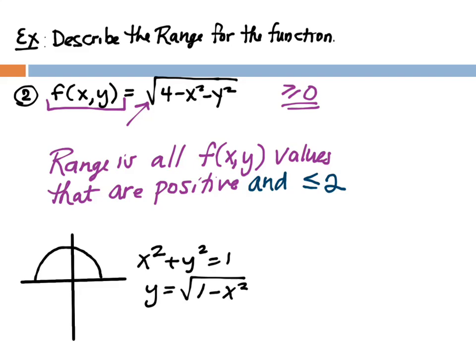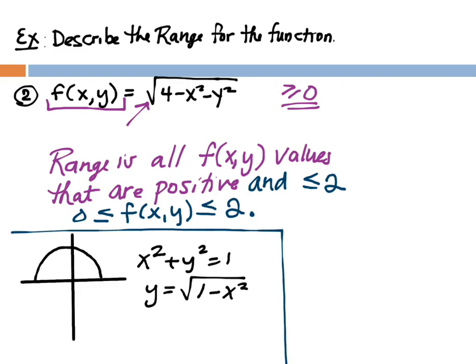So we could write that notationally as something like this. 0 is less than or equal to f of xy is less than or equal to 2, if we want to write that all combined instead of in a sentence format. So the range is all f of xy values that are bigger than 0 and smaller than 2, or equal to them. That's okay as well.